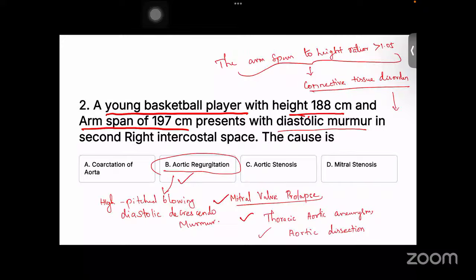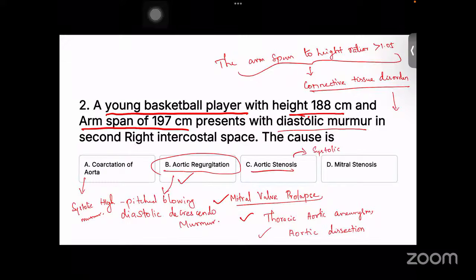Okay, in order to remove the other options as well, we see coarctation of aorta. In coarctation of aorta, you will see the systolic murmur again. And in aortic stenosis, yes, again the systolic murmur, especially the systolic ejection murmur.